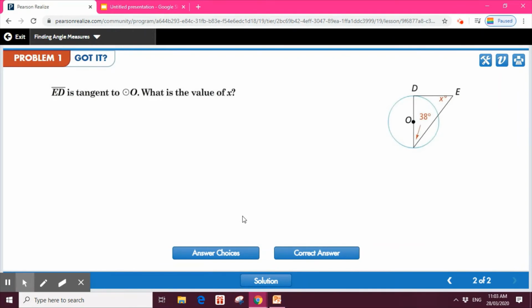Got it. Line segment AB is tangent to circle O. What is the value of x? I'll give you 10 seconds to answer this question. Timer starts now.